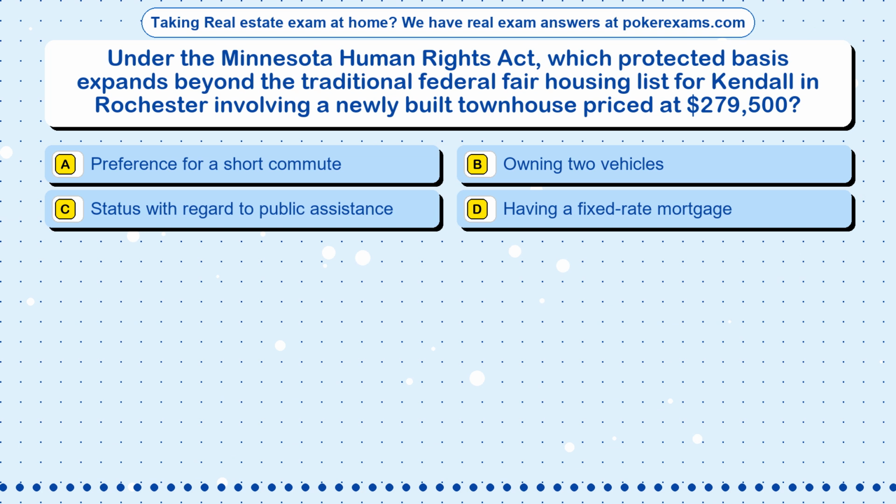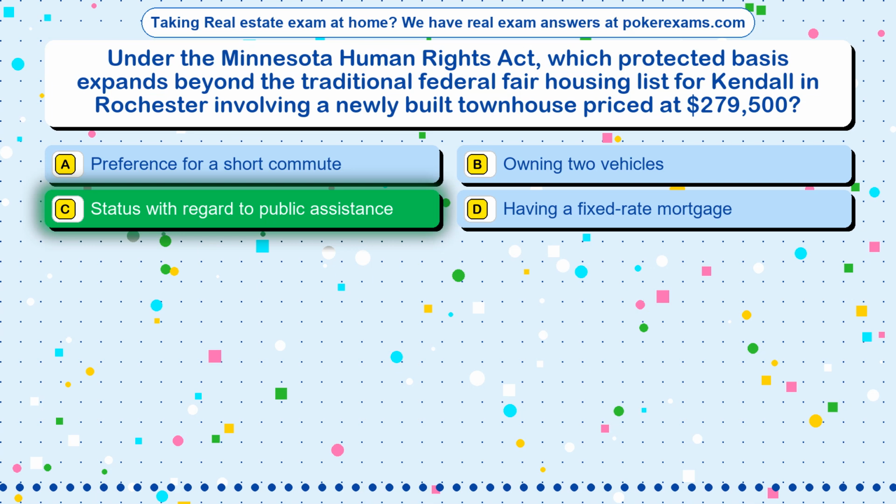Question 99. Under the Minnesota Human Rights Act, which protected basis expands beyond the traditional federal fair housing list for Kendall in Rochester involving a newly built townhouse priced at $279,500? Option A, preference for a short commute. Option B, owning two vehicles. Option C, status with regard to public assistance. Option D, having a fixed-rate mortgage.